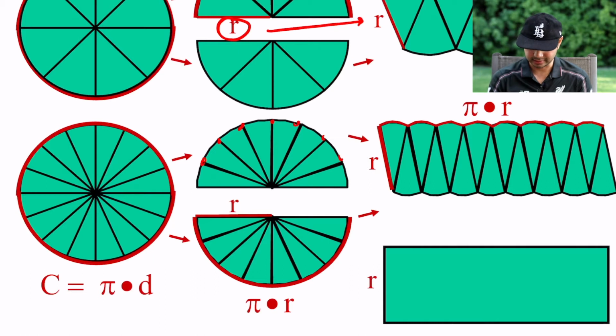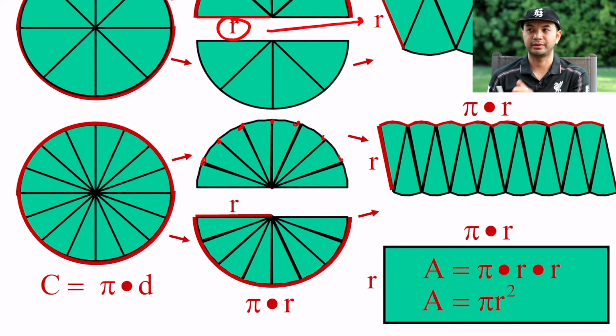It's still the side, it's still the same. And then the top part would still be pi times radius. If you think about how you find the area of a rectangle, it's length times width. Well, that means radius times pi times radius. If you rearrange that, it's pi times radius times radius, and radius times radius is radius squared. So that's how we get the area of a circle: pi times radius squared.